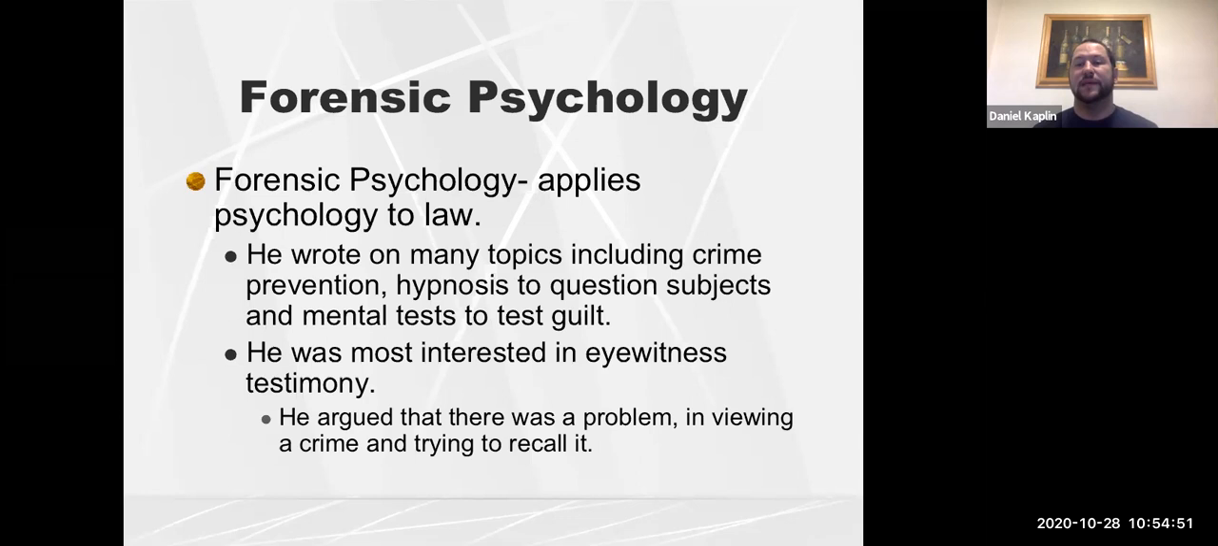He was interested in eyewitness testimony and argued that eyewitness testimony was flawed. Now, we give a lot of credit to Elizabeth Loftus for her research on the misinformation effect, but Hugo Munsterberg was saying this in the early 1900s, that we cannot trust people and their eyewitness testimony.